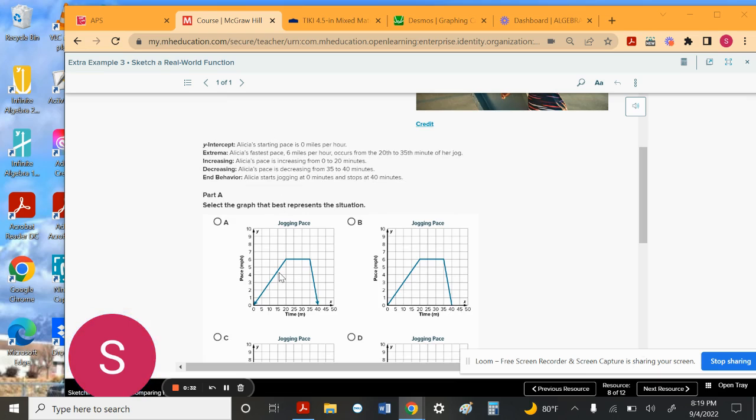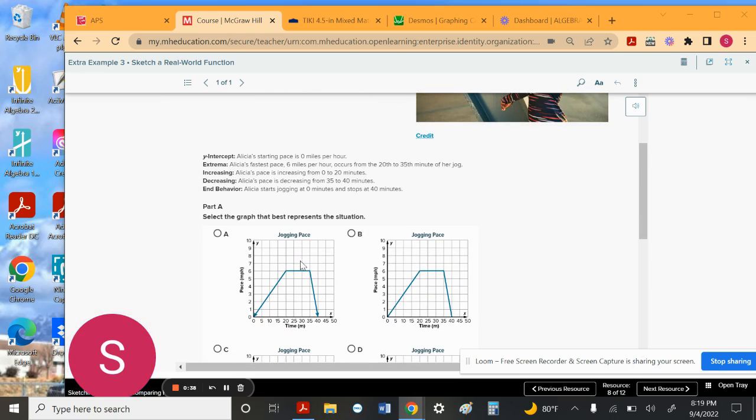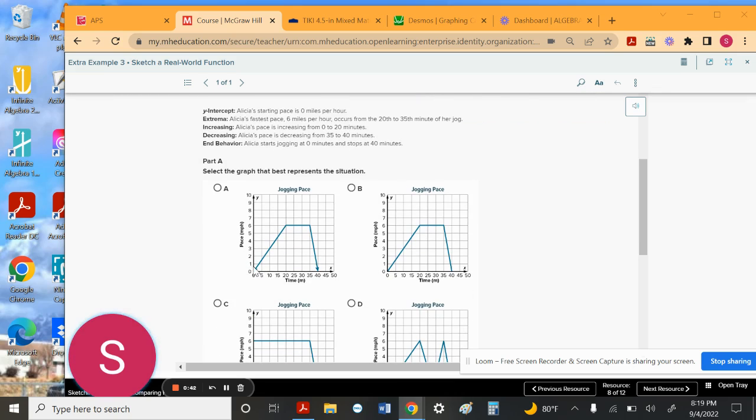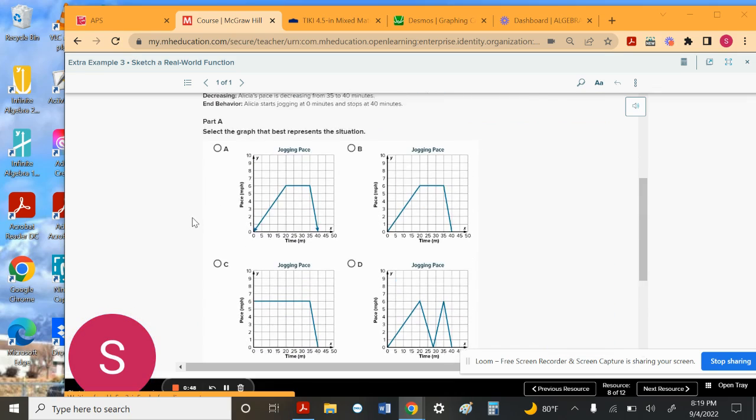So we know it's 40 minutes. So this goes 40, this goes 40, this goes 40, and this goes 40. We're going to check that first. So Alicia's starting pace is 0 miles per hour. So it's got to start here at the origin. So that eliminates C. So C cannot be correct.